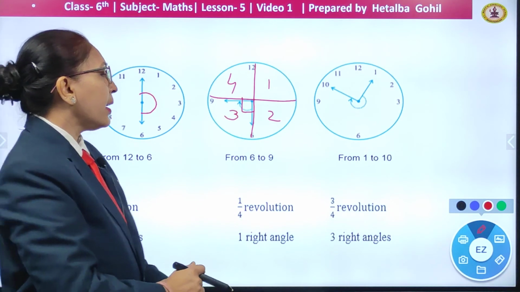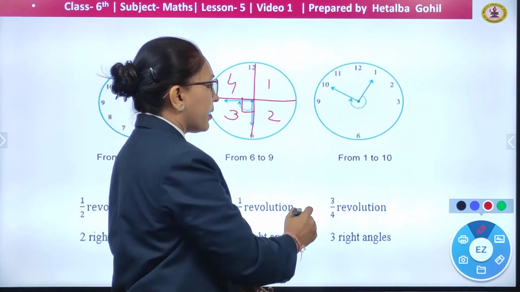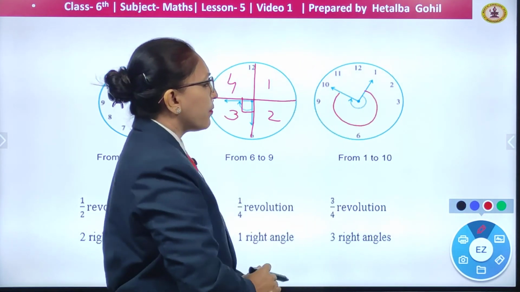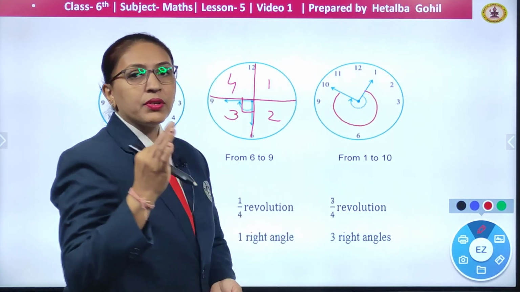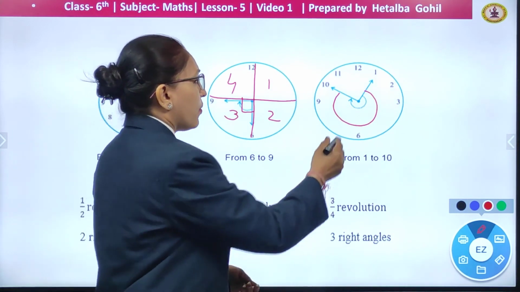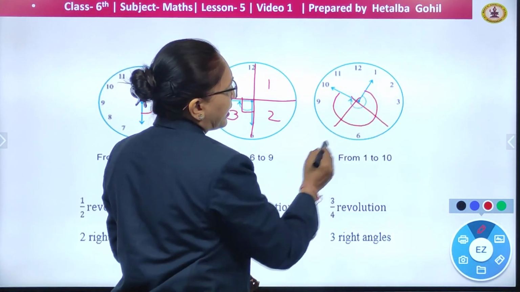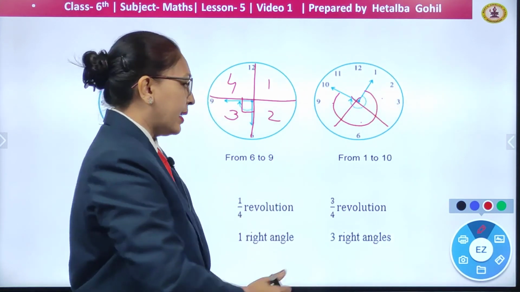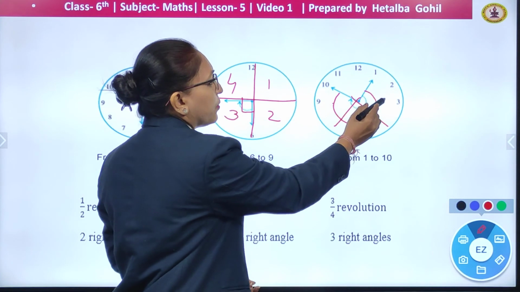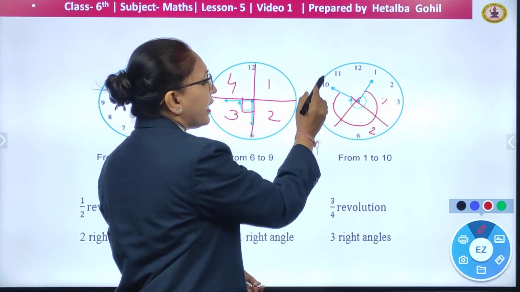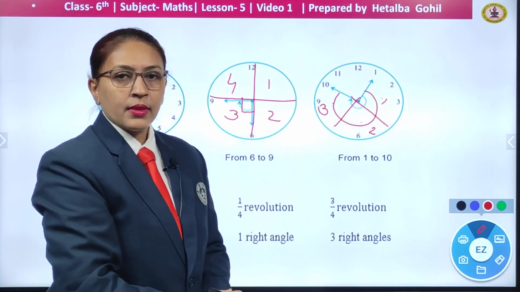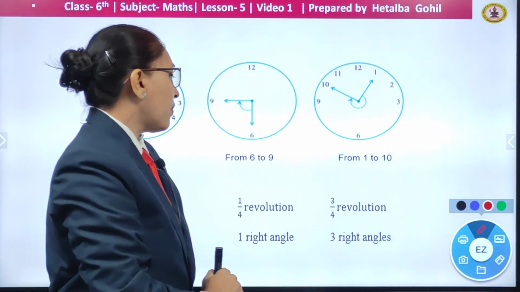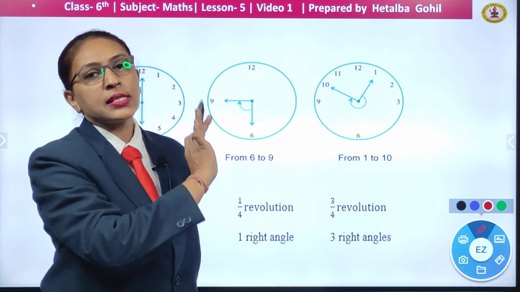Similarly, here from 12 to 9, you can see a 3/4 revolution is taken. That means 3 right angles have been covered. If you divide it like this, 1, 2 and 3. Out of 4, 3 parts are taken, that is a 3/4 revolution, which gives you 3 right angles. So, you have to use the concept of revolution, angles and directions together here.